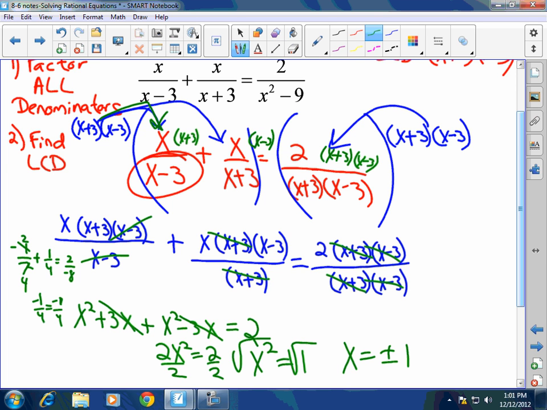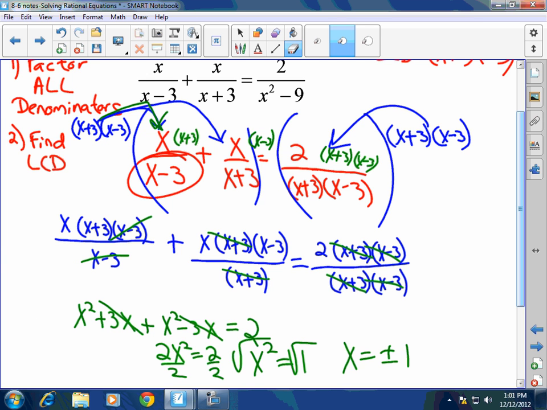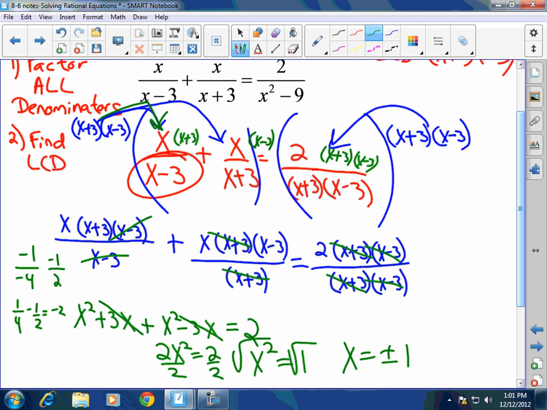So positive 1 works. And then does negative 1 work? Let's find out. This is a negative 1 over negative 4. So that's a 1/4. And then negative 1, and then negative 1 plus 3 is over 2. So that's minus 1/2. And then this is going to be 2 over, it'd still be negative 2/8. This is still going to work. Because, oh wait.